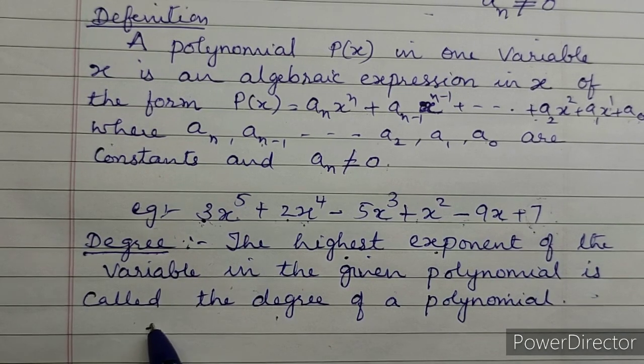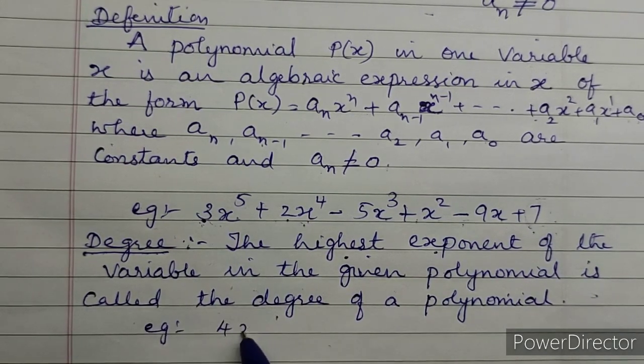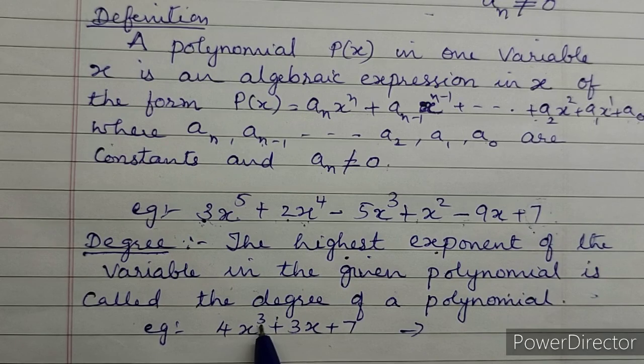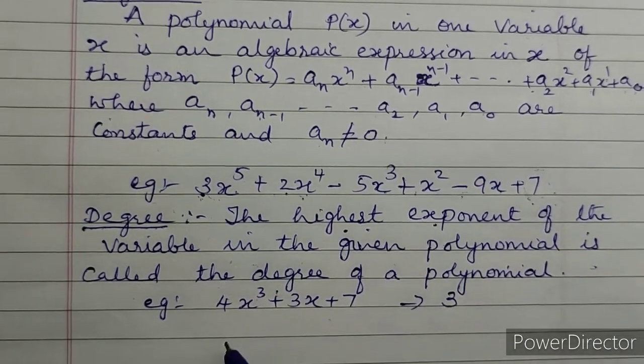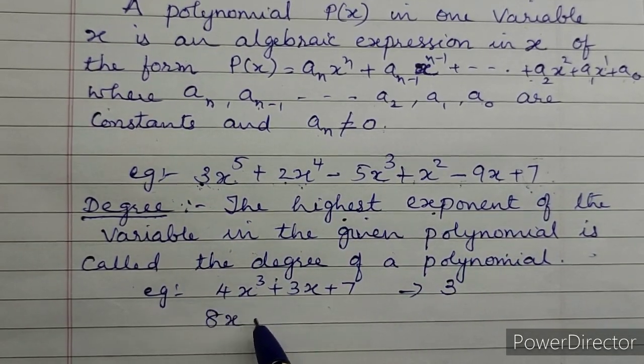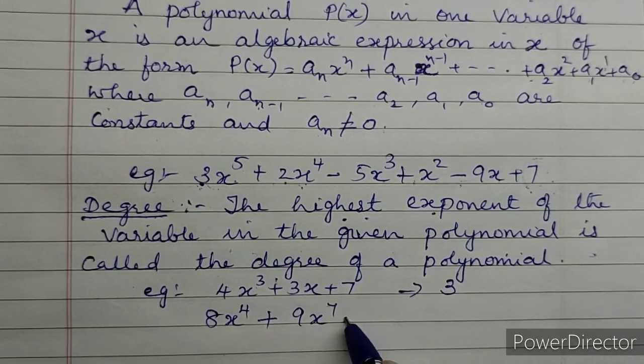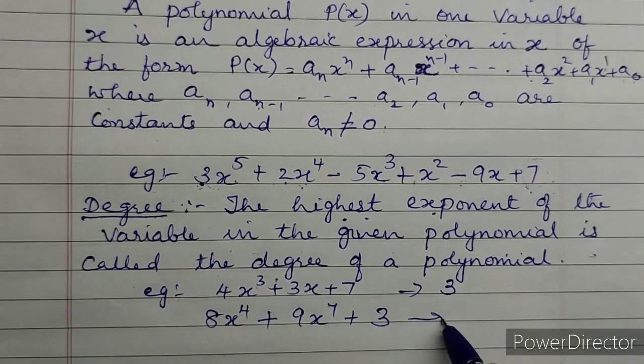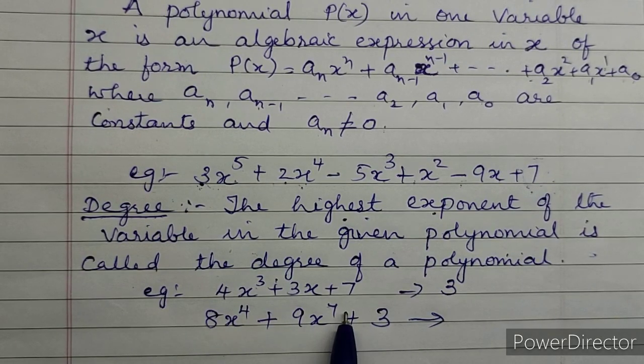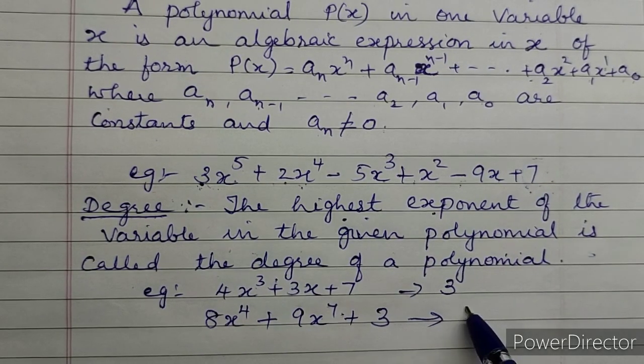So in this example, 4x cube plus 3x plus 7, how much is the degree? The maximum exponent, that is 3. Just see this example, 8x to the power of 4 plus 9x to the power of 7 plus 3. In this, which is the greatest exponent? 7. So the degree will be 7.